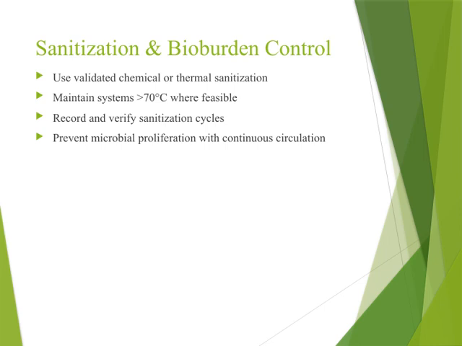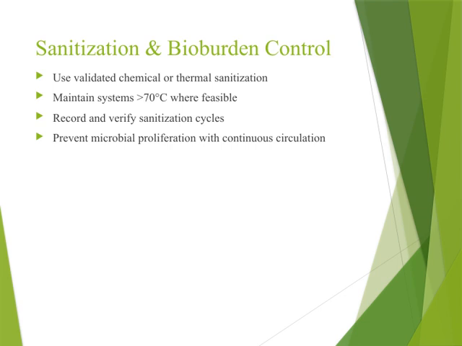First, it's essential to use validated chemical or thermal sanitization methods. This means relying on proven processes that have been tested and verified to effectively eliminate microbes. Next, whenever possible, we should maintain system temperatures above 70 degrees Celsius. Keeping systems at this temperature helps ensure microbial reduction and keeps the environment sterile.